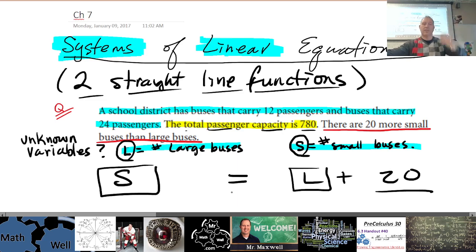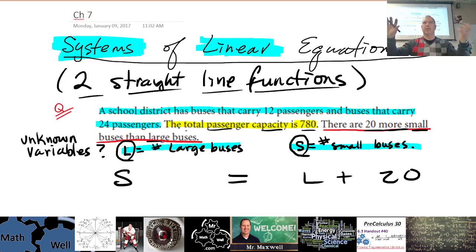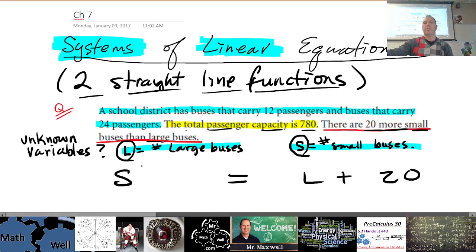Yes, that's correct. Now, don't be tempted to just say, oh, 20 plus S equals L, because that's the way it's written. No, 20 plus S equals L means that L is the small buses plus 20 more, which is the exact opposite of what it said. The number of small buses is more, so we have to add to the fewer number of buses. Does that make sense? Everybody good with that?